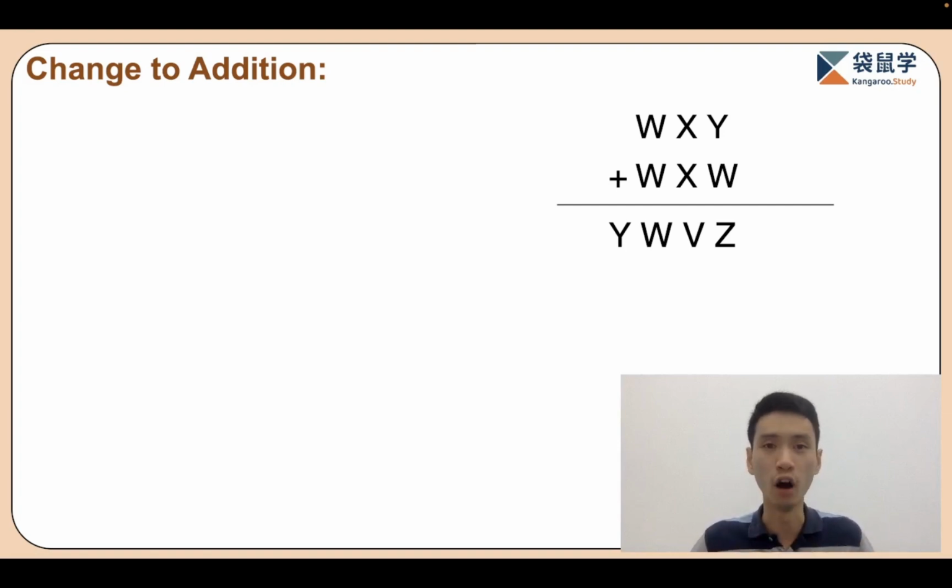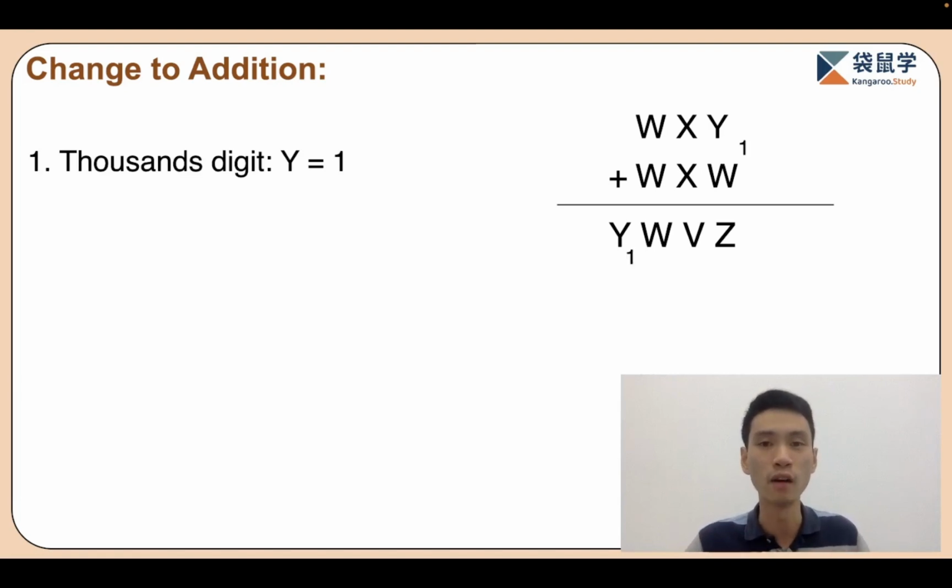And how do we know that the thousands digit is the easiest to analyze? Because two 3-digit numbers added to each other to get a 4-digit number, the thousands digit can only be 1. So we know for sure that Y is equal to 1, and we can mark that on the number puzzle. Now, where should we continue our analysis next?